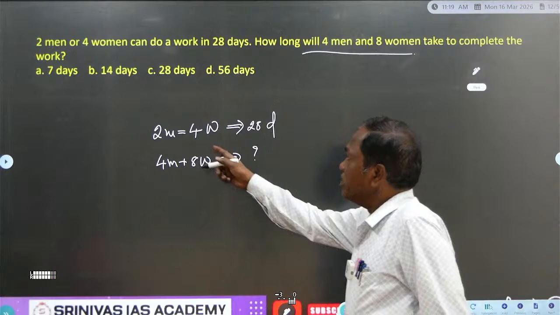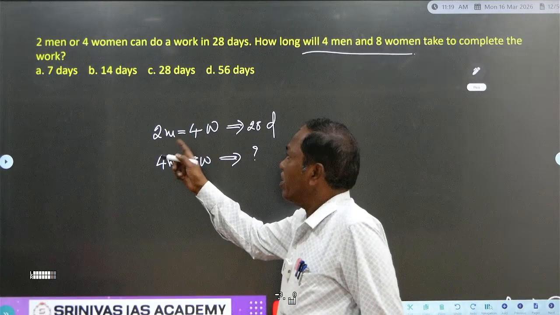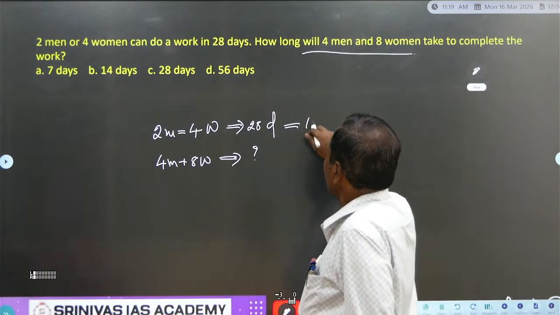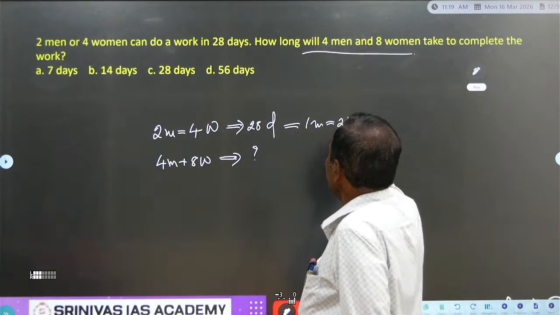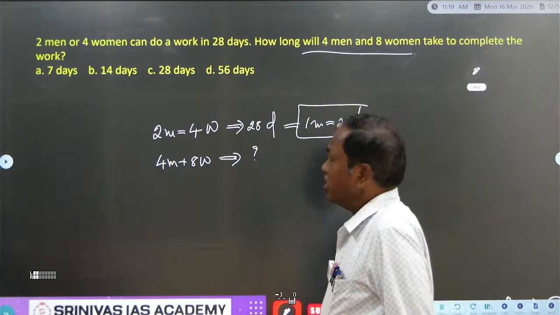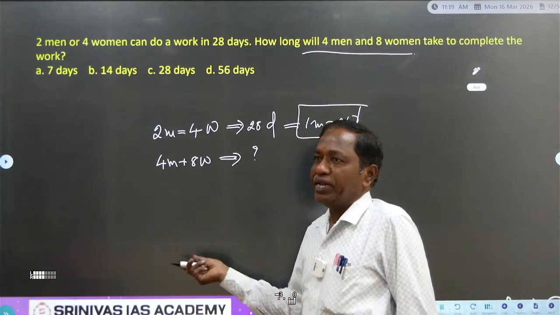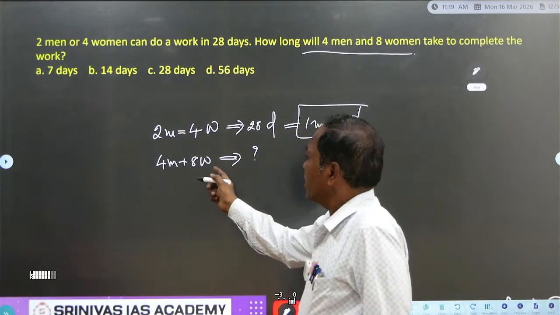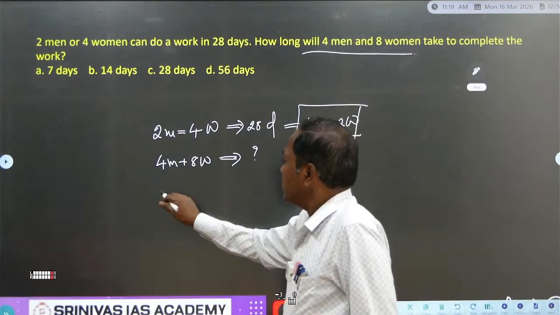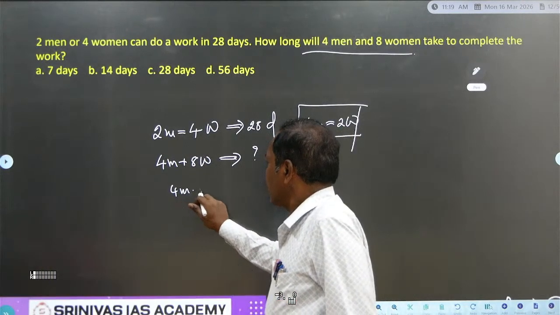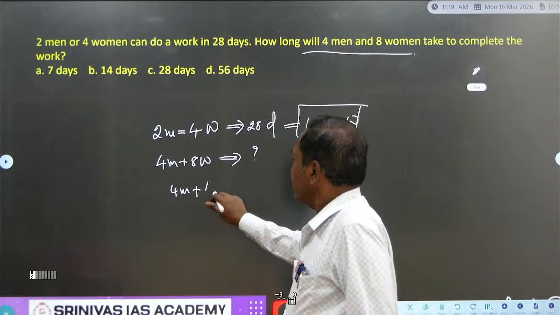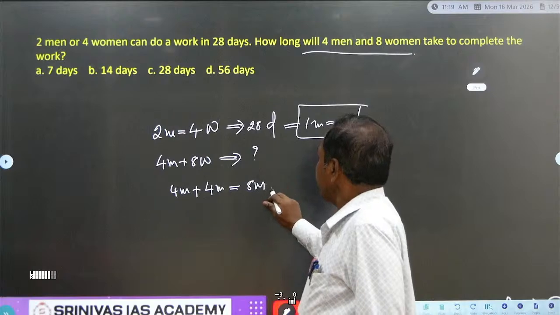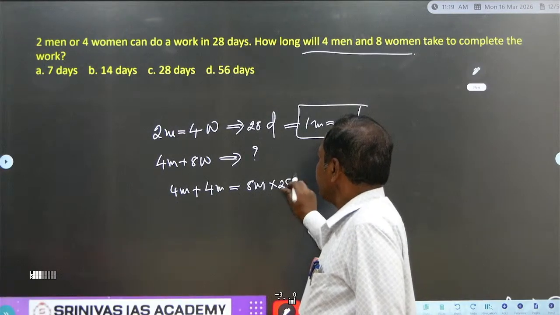Then you can treat 2 men equal to 4 women as 1 man equal to 2 women. You convert everything into men or women, either way. Now let us convert everything into men. 4 men already is there. 8 women is equal to what? 4 men. This is 8 men. 8 men will take how many days? 28 days.